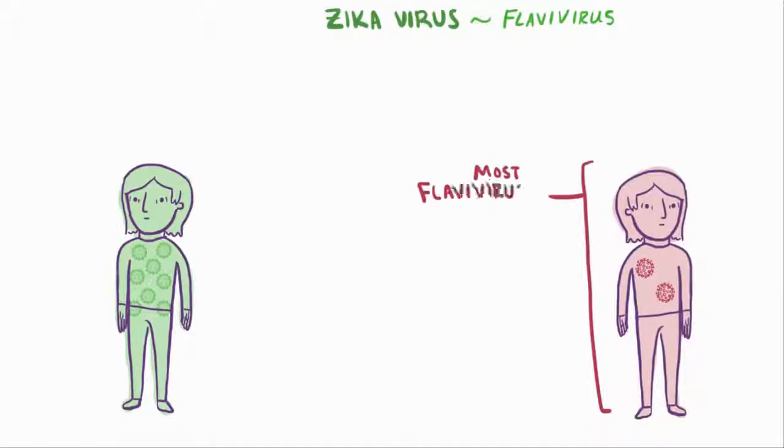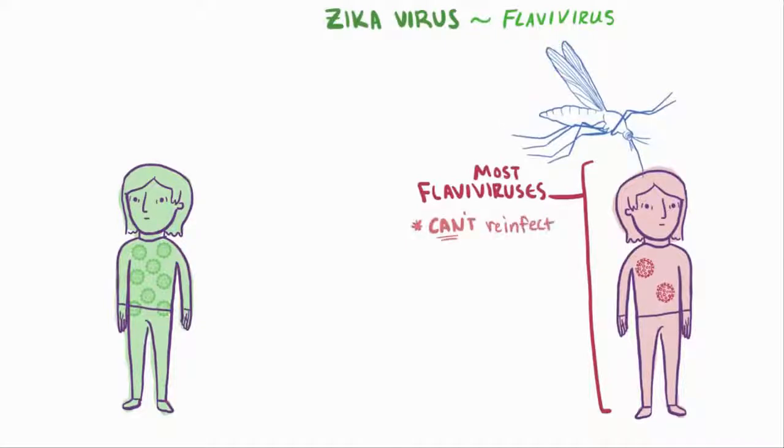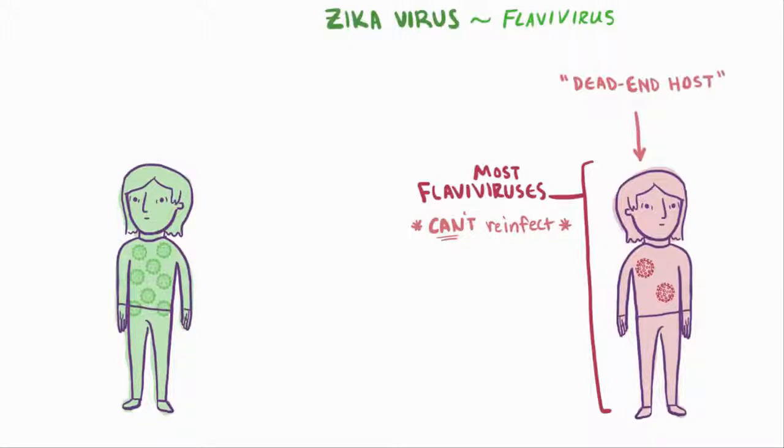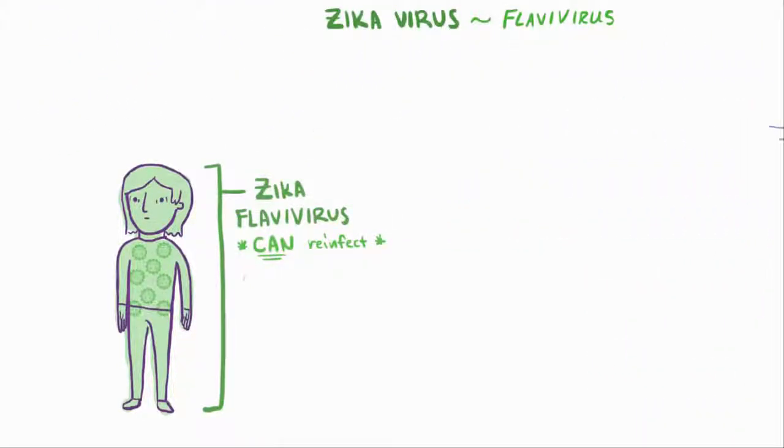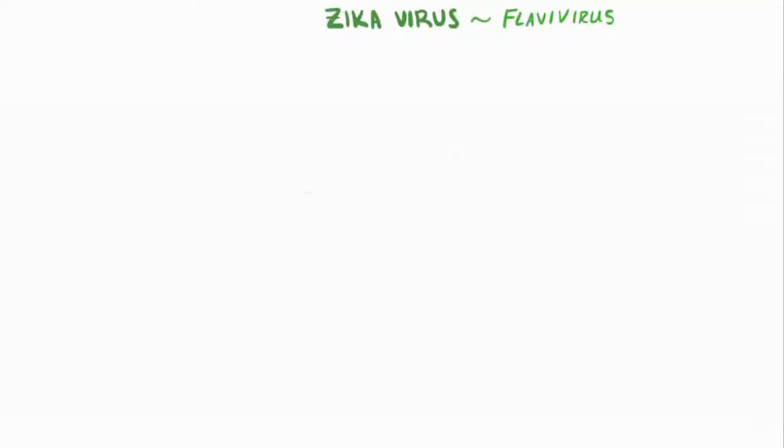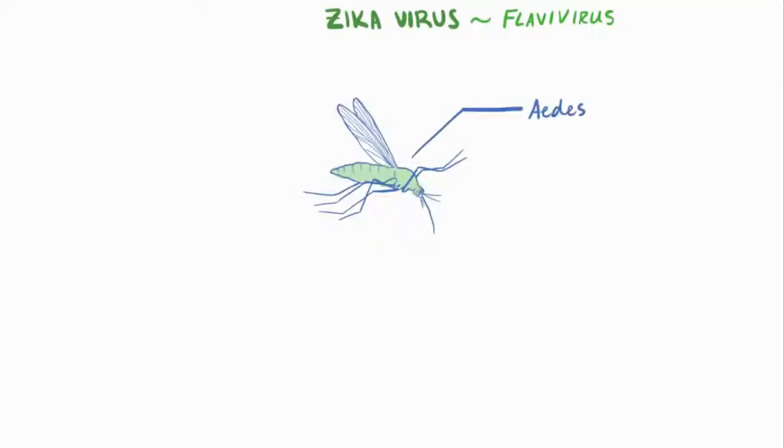With most flaviviruses, though, the virus isn't able to replicate enough in the human host to actually be able to reinfect another mosquito, and so the human is considered a dead-end host. However, the Zika virus, along with yellow and dengue fever, is well enough adapted to human hosts such that it can multiply to a point where it can reinfect another unsuspecting mosquito, which can then go on to infect more people. The Zika virus is transmitted via mosquitoes in the Aedes genus. These bloodthirsty little guys can bite at night, but are mostly active during the daytime.